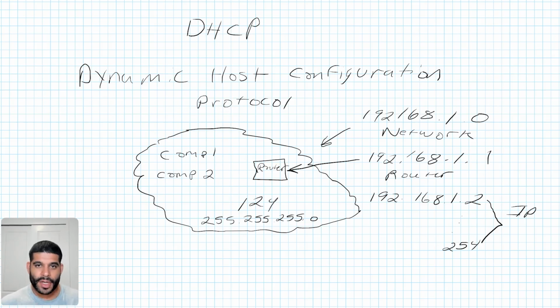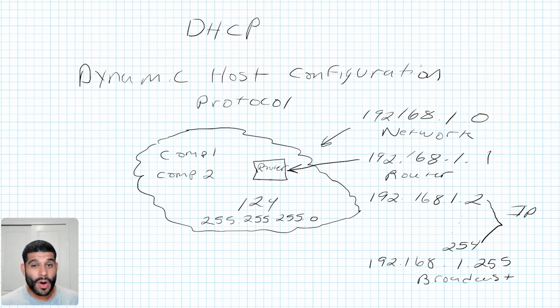So let's take a pause there and just recap. 192.168.1.0, that is our network. Then the next one on the list is 192.168.1.1, that is our router. Now computer 1, computer 2, that can be an IP address of 192.168.1.2 all the way down to 254. Now the last one that we talked about last time is 192.168.1.255. So that is our broadcast.